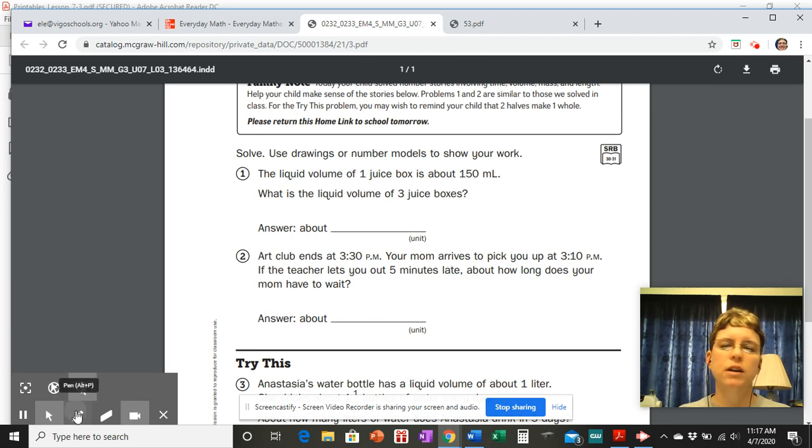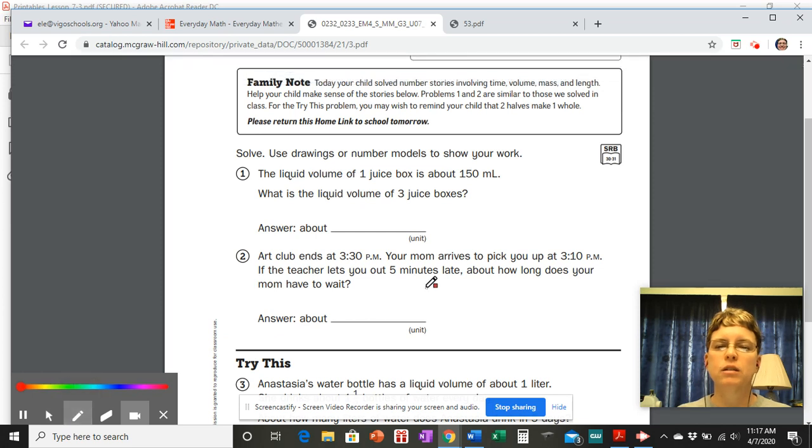Now, something that's very important here is you need to think about how much time would be if the teacher lets you out 5 minutes late from 3:30, and then how long would mom have to let you sit and wait, okay? You can work this out on paper and have your adult take a picture and send it to us, or you can include the answer in the comments, okay?